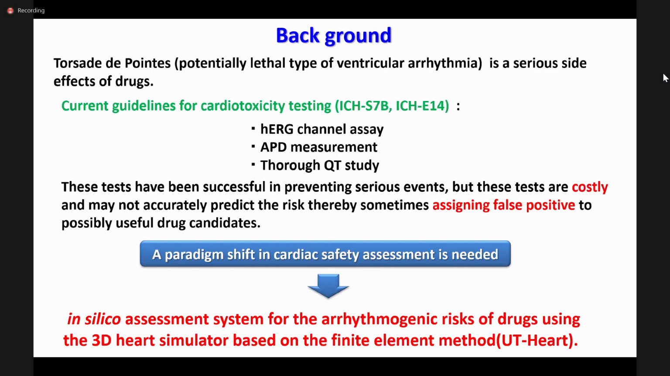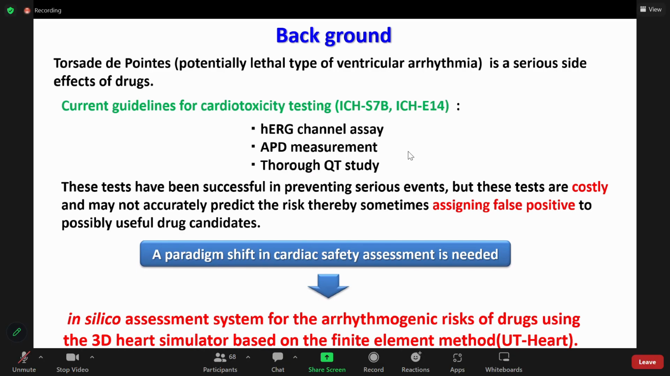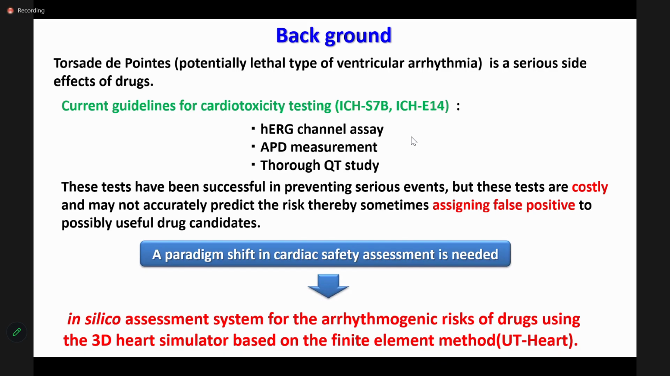testing consist of the hERG channel assay, APD measurement, and the thorough QT study. These tests have been successful in preventing serious events, but these tests are costly and may not accurately predict the risk, thereby sometimes assigning false positives to possibly useful drug candidates. To overcome these problems, a paradigm shift in cardiac safety assessment is needed.